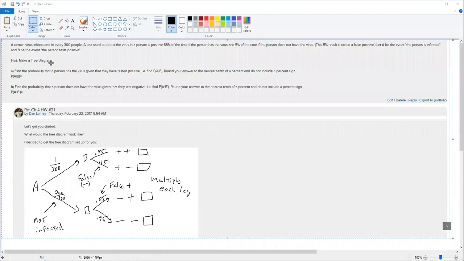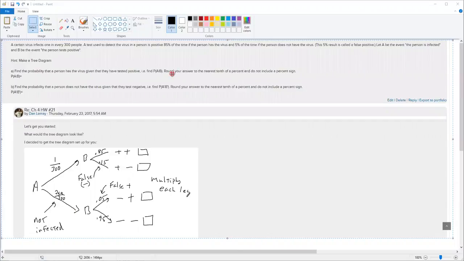Okay, so for this problem, this is a follow-up from something that was posted in the discussion forum. We know that there's a 1 in 300 chance that somebody's infected with a virus. So I wrote, event A was that the person is infected. The chance of it being a positive infection is 1 out of 300, and negative would be 299 out of 300.